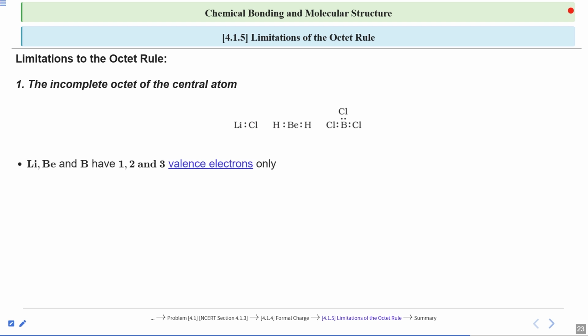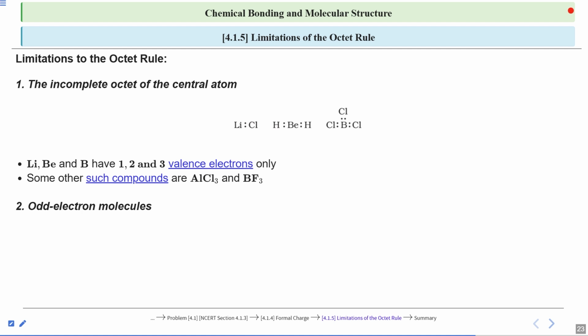So what we can say is that lithium, beryllium and boron have only 1, 2 and 3 valence electrons. Therefore, they cannot form more than the given number of electrons, so their octet will not be completed. This is true for AlCl3 and BF3 also. You can try to draw the Lewis structure for these two also.